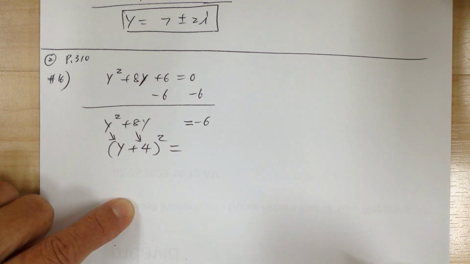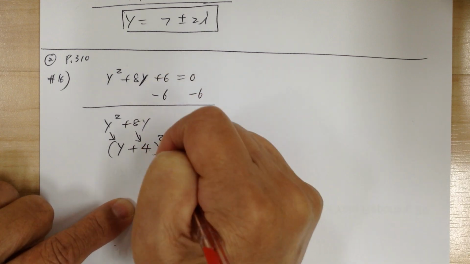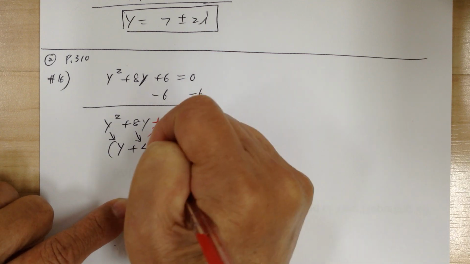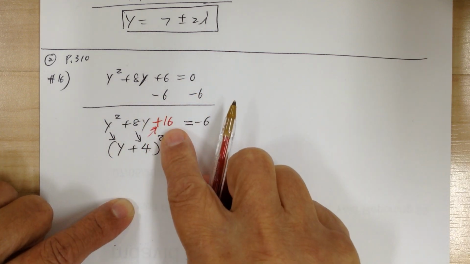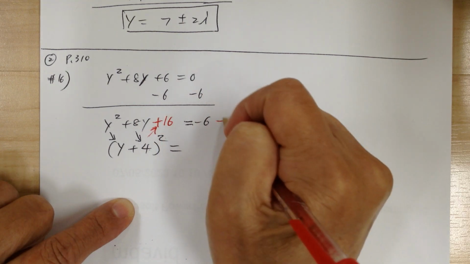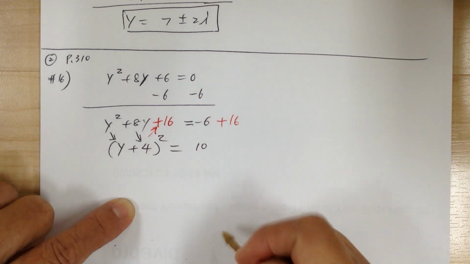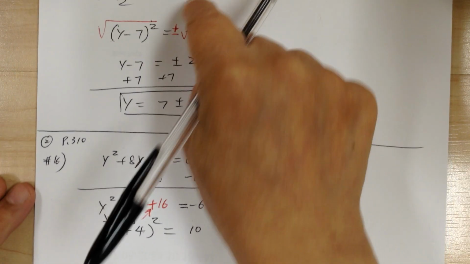Now you can use this information to figure out your missing number. So 4 squared will give you 16. So your missing number is 16. You need 16 to get a perfect square. Because you add 16 on this side, you have to add 16 on the other side also. So this will give you a net result of 10. Now this becomes this situation.